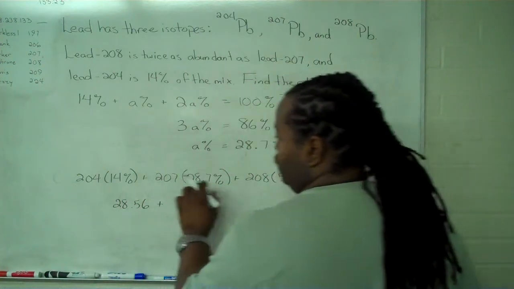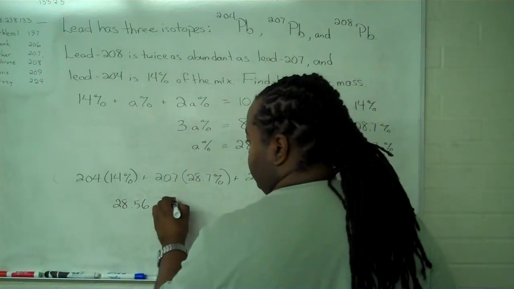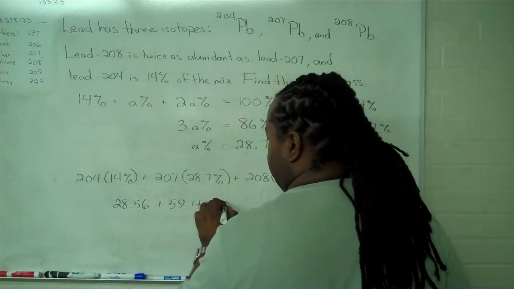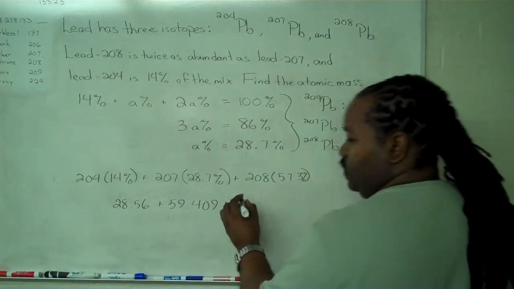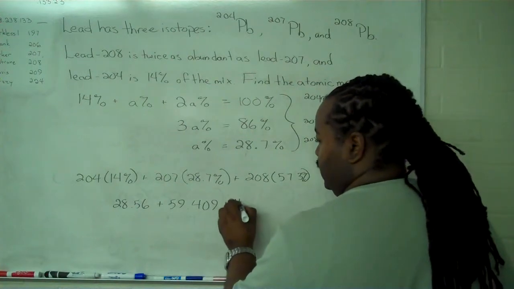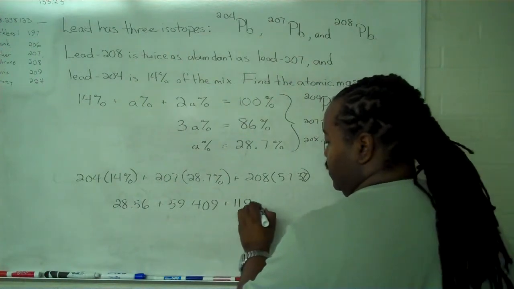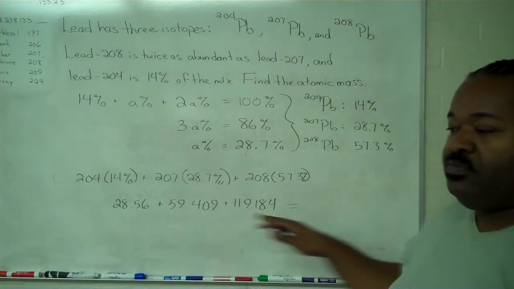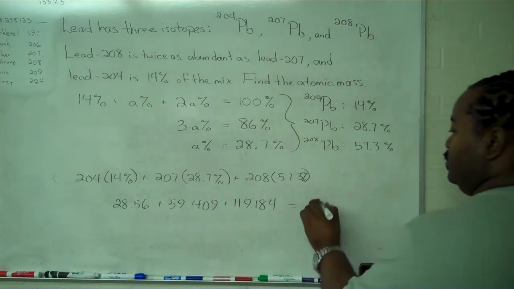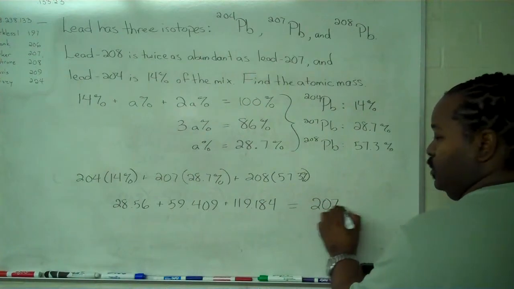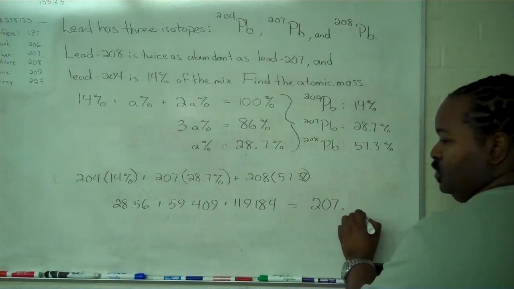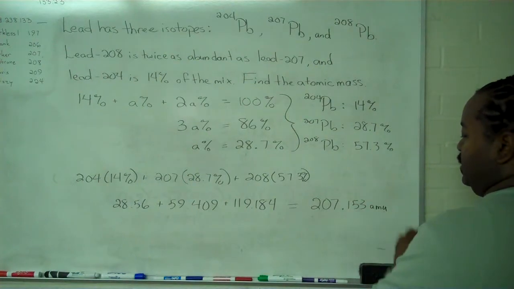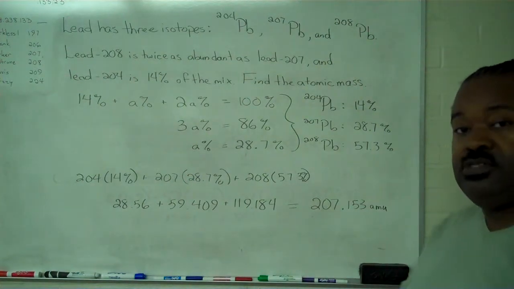28.56. 28.7% here gives me 59.409. And 57.3% here gives me 119.184. So when we add up the contributions to the overall, we get 207.153 atomic mass units as our solution.